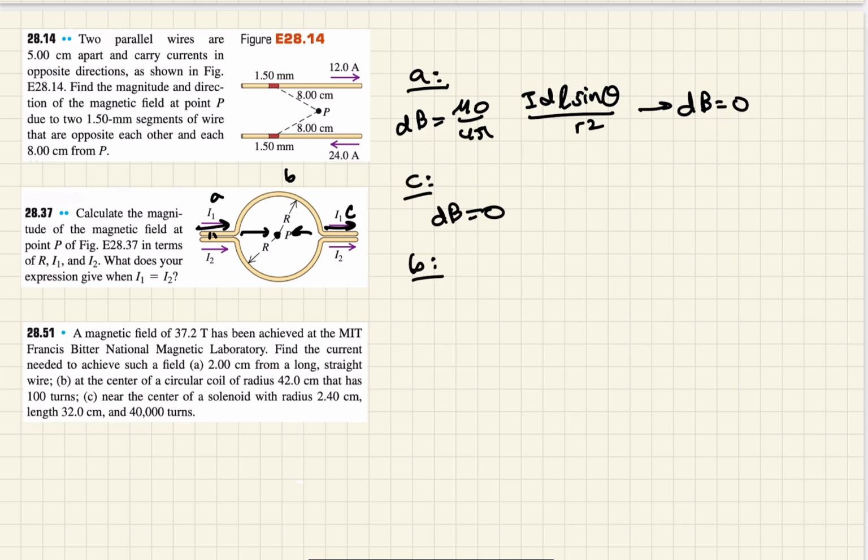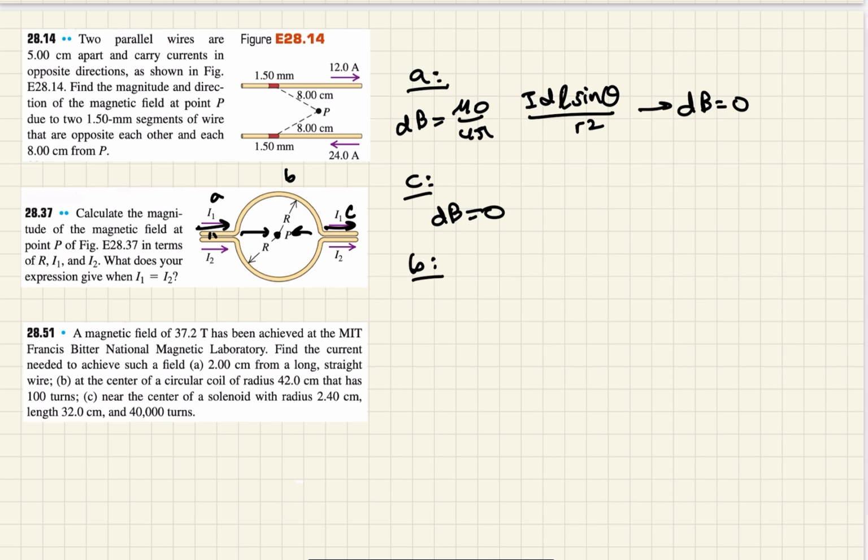B is what we actually care about. You could have conceptualized that A and C would be 0, but you also need to show that, because you can't just say, I'm just looking at the circular portion. You need to prove that the linear portions don't contribute anything. Okay, for B, this is the tricky part.